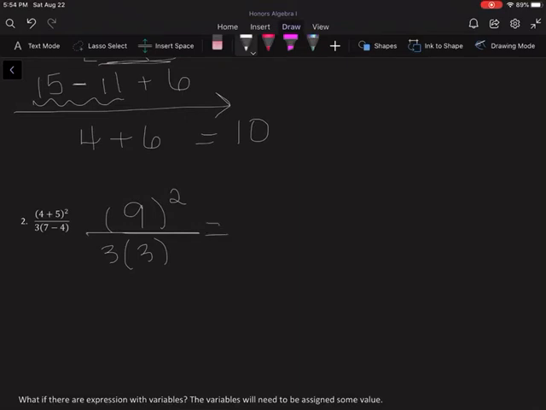So this really doesn't have a left to right situation, right? It has this in the denominator, which I'm going to need to do. 9 squared up top. Let's go ahead and change that to an 81. And then I need to do the multiplication in the denominator, which is 9. And then it is equal to 9. Okay? So when you have a fraction bar like that, you usually want to simplify the top and bottom, then do the division.